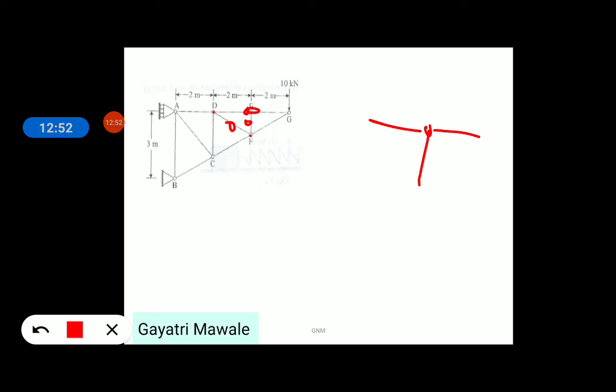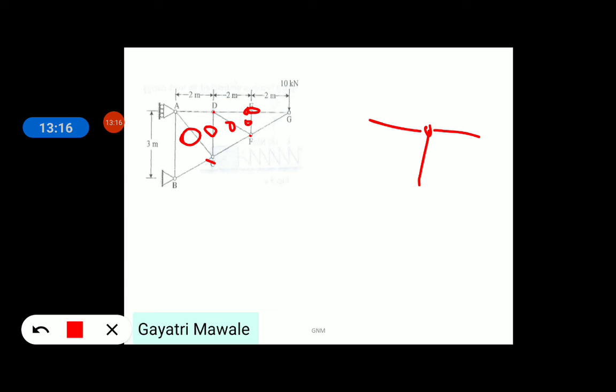Now come to the D joint. At D joint, again we have two collinear forces and the third force is perpendicular to the two members. So the force in this member will also be 0. Then come to C joint. Look at the C joint. So force in this member will also be 0.